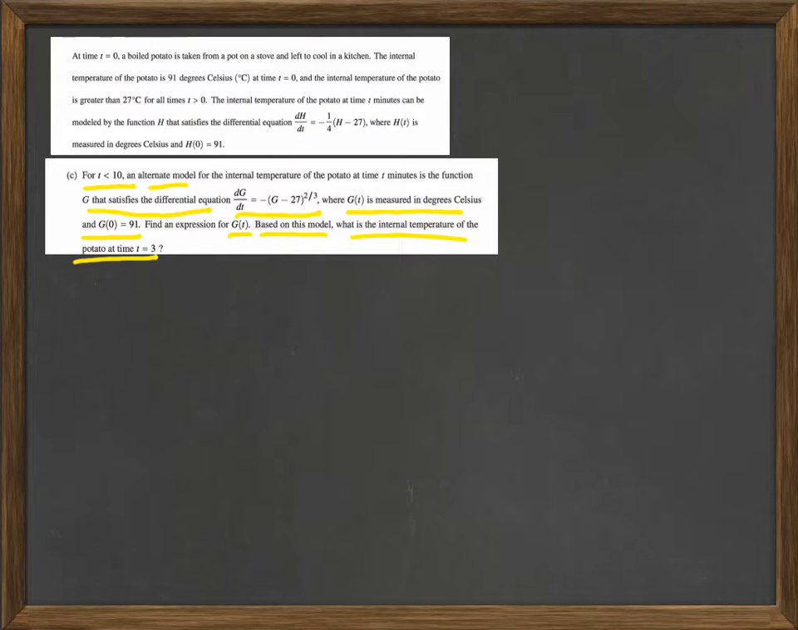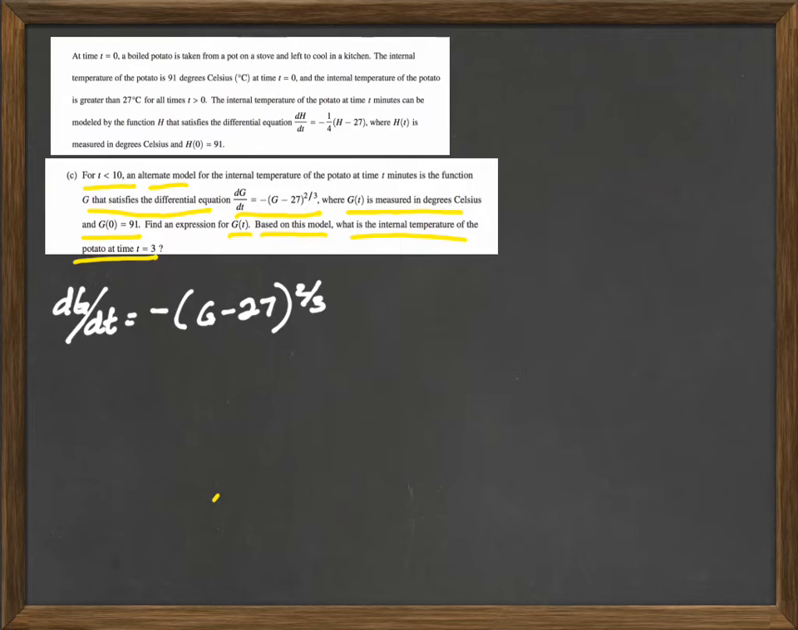So you're going to get a y equals equation or g equals equation, and you're going to stick t equals 3 into it. Okay, so it's quite a lot of work, and you can tell this is where the major points are. So let's just solve it. So we have dg/dt is equal to negative of (g minus 27) to the 2/3.